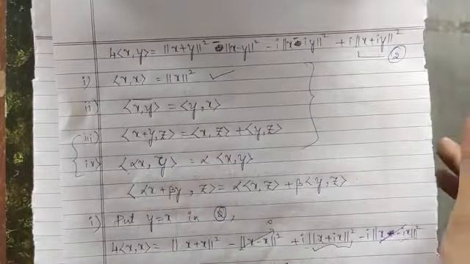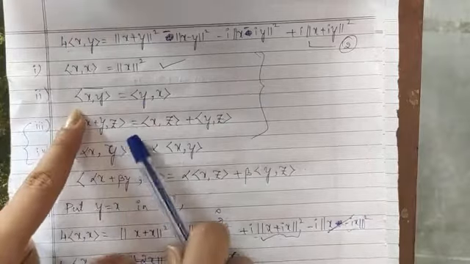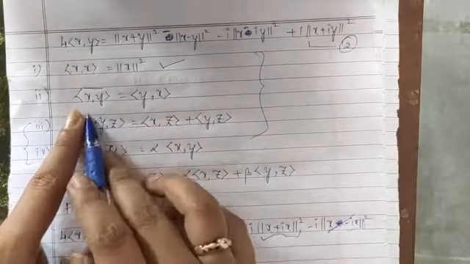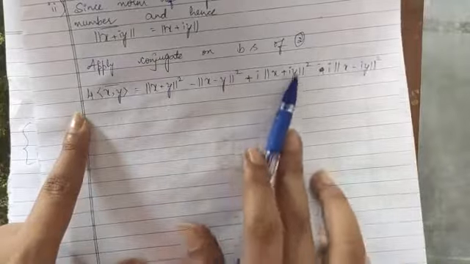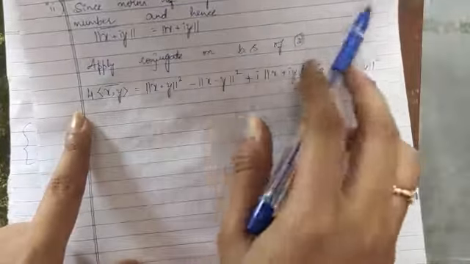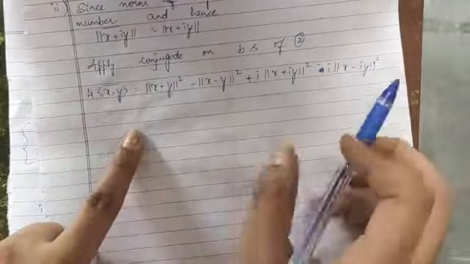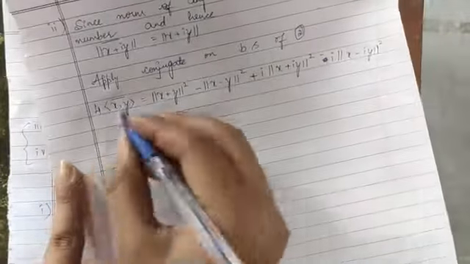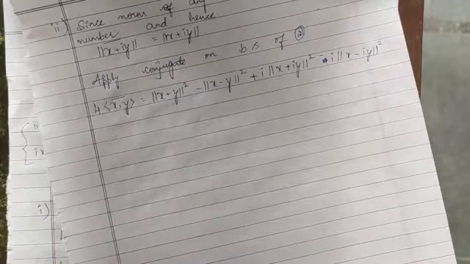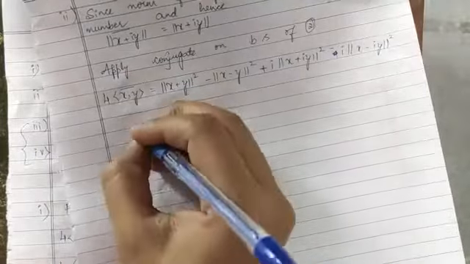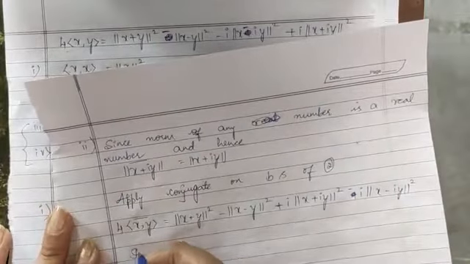Now let's move to the second one. To prove the second property, I will take the conjugate on both sides of my equation 2. If you take the conjugate, here you will get a real number itself. If you take the norm of any number, it's a real number, so I have written it as it is. Now interchange x and y in your equation 2. So if you interchange, what will you get?